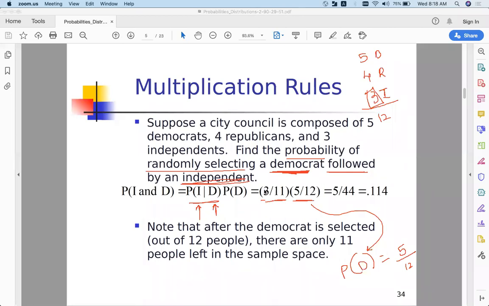I have one question. Okay. How can you say that these events are independent?